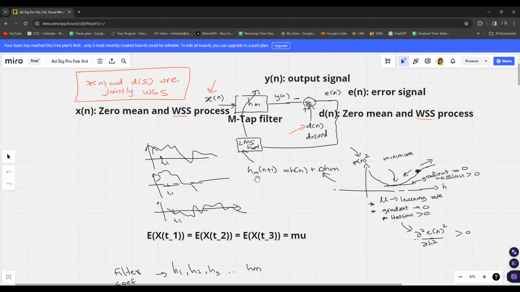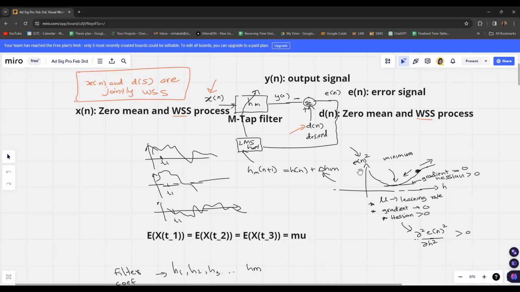In this iterative process, the current filter coefficient value that we are updating is equal to the past filter coefficient value plus any adjustments we have made to the filter coefficients, which is given by this delta HM. Once we do this update, we expect the final error signal of this process to be minimized as much as possible. So we are updating the filter coefficients and we expect the error to be reduced as much as possible.